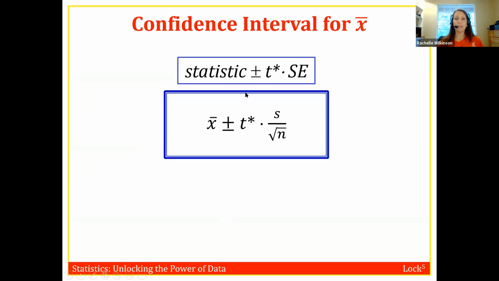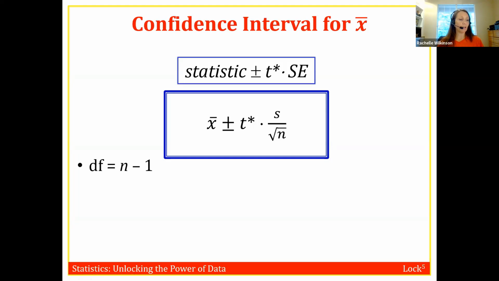So once we replace Z star with T star, here's what our resulting confidence interval formula looks like. So we're going to have X bar plus and minus T star times S over the square root of N. That's how we're going to compute our confidence interval. And the degrees of freedom for T star are going to be equal to N minus 1. So N is our sample size, just the number in our sample, minus 1.